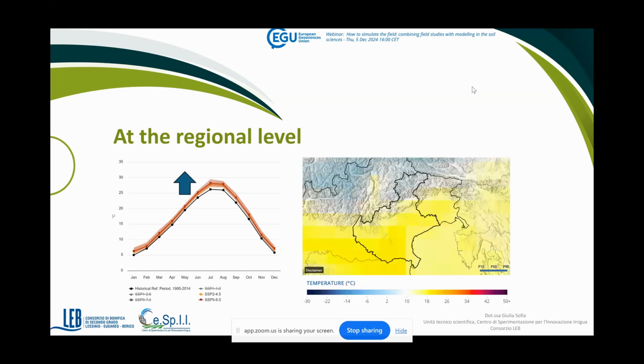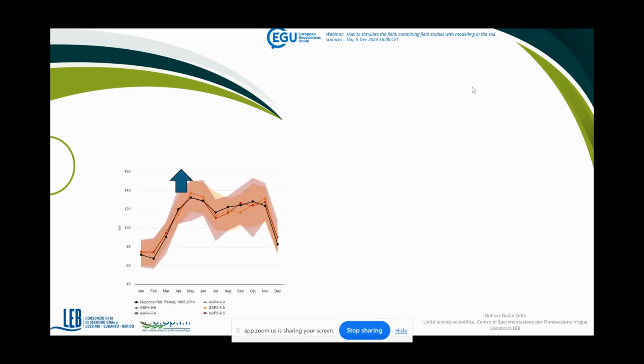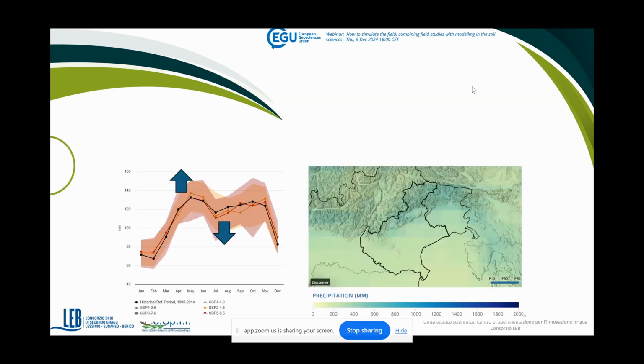However, the resolution of these global-scale models is not sufficient for us to model anything. You can see here it's very large pixels. So with this, it's very hard to model what happened at the field scale. It's even worse for rainfall, where we do see changes overall, more rain in spring, less rain in summer. But again, we cannot really model what happens at the field scale with this type of information.